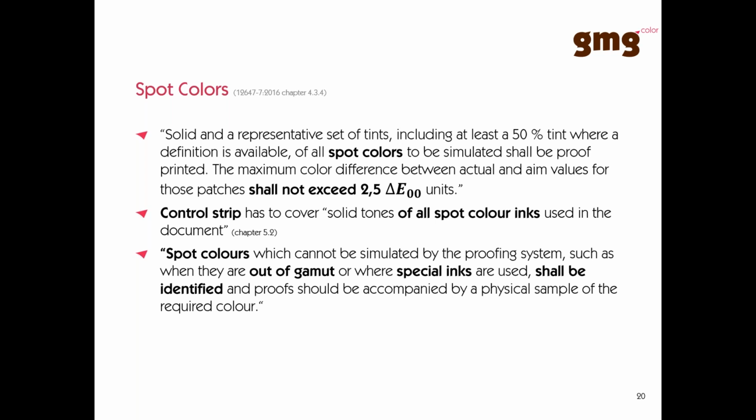What wedge is used for the spot colors? Every proofing software uses its own layout. At GMG we use an extra strip. In the next years we can expect a standardization of these wedges. Spot colors that cannot be proved in tolerance as they are out of gamut, or special spot colors like metallics or pastel tones have to be identified on the proof.